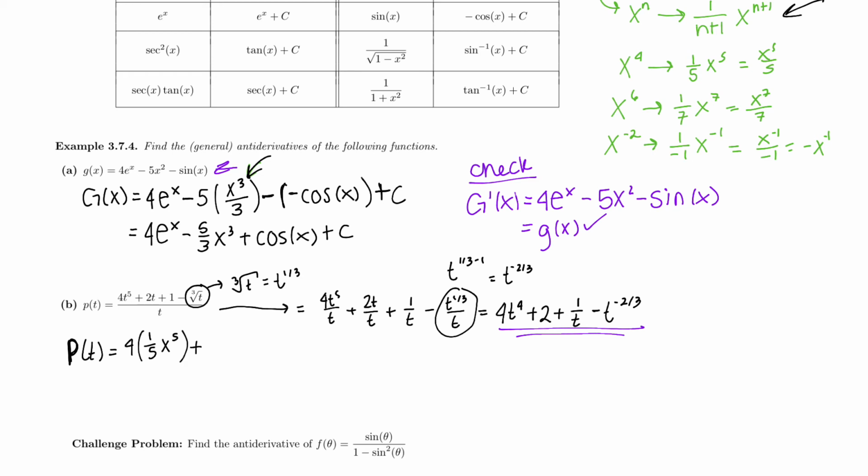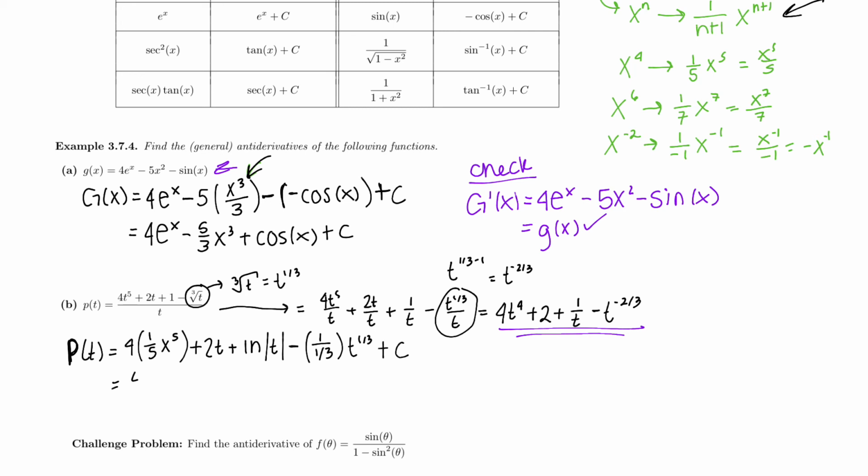If you have a constant, all you're doing is adding on a variable to it. So the 2 becomes a 2t. 1 over t, that's ln, so it's ln absolute value of t, minus, now adding 1 to -2/3, you get 1/3. 1 over 1/3, and then t to the 1/3, plus c.